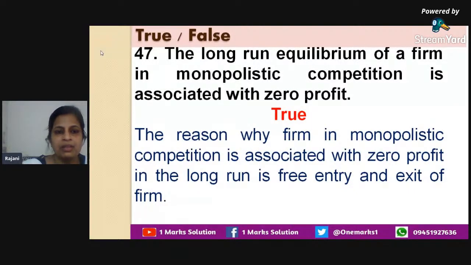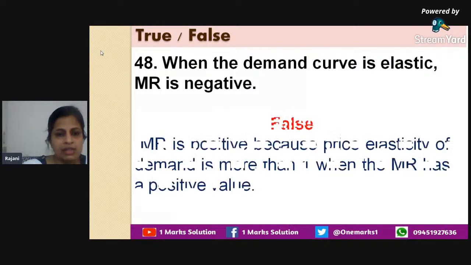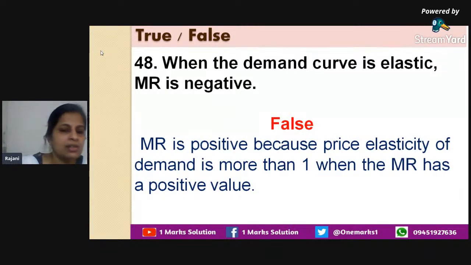Then, when the demand curve is elastic, MR is negative. That is a false statement. When the demand curve is elastic, MR is positive. When price elasticity of demand is more than one, it means demand is more responsive to price change. When MR has a positive value, the demand curve is elastic. It does not have a negative value when the demand curve is elastic.